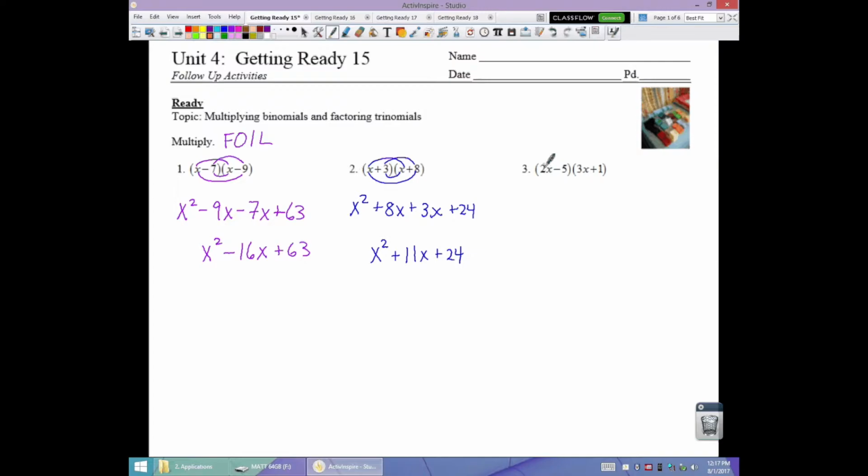Number three. First times first, 2x times 3x is 6x squared. 2x times 1, 2x. Negative 5 times 3x, negative 15x. And last, negative 5 times 1, negative 5. Like terms in the middle to combine and make 6x squared minus 13x minus 5.